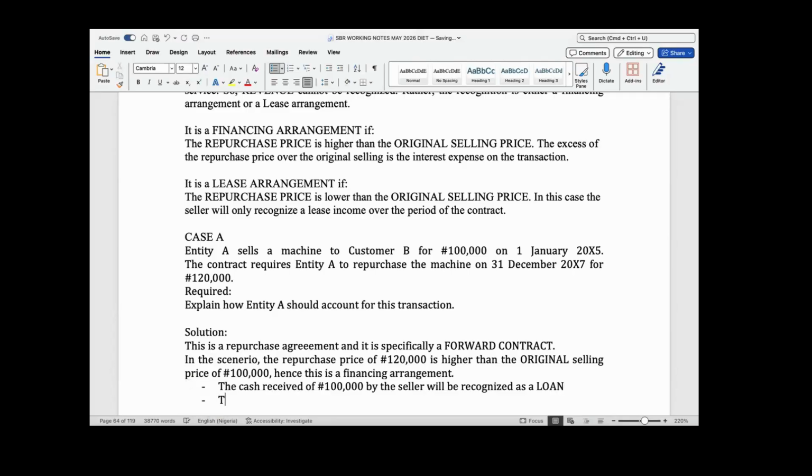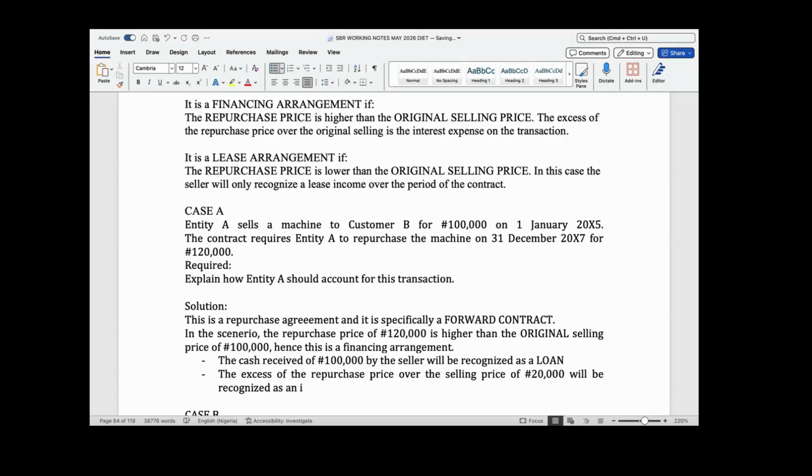Secondly, the excess of the repurchase price over the selling price of 20,000 will be recognized as an interest expense over the 3 years using an effective interest rate method. That is not given here in this question.